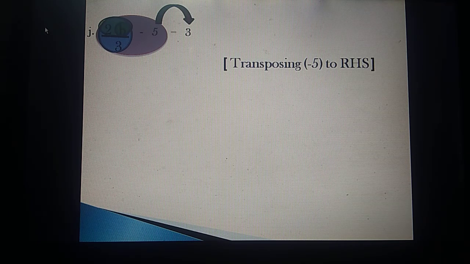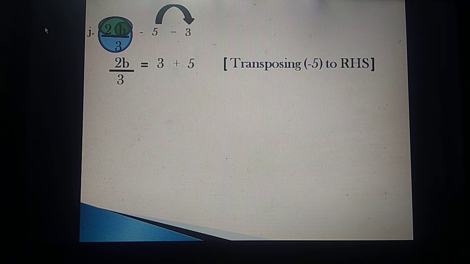Now again highlight the part. First b, then 2, then 3 and then one more circle is there, that is of minus 5. First you will shift minus 5. So here we are shifting minus 5 to RHS. Minus 5 will become after shifting plus 5. So you are left with 2b upon 3 on the left hand side. 3 was already there, plus 5 is coming now. Now you will write 2b upon 3 as right hand side will become 8.